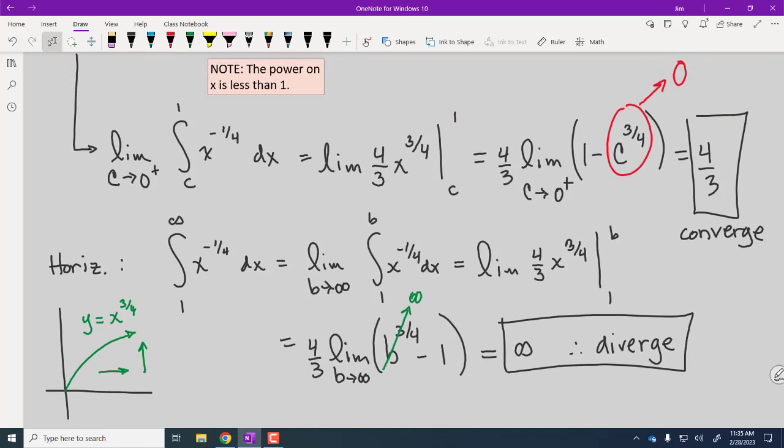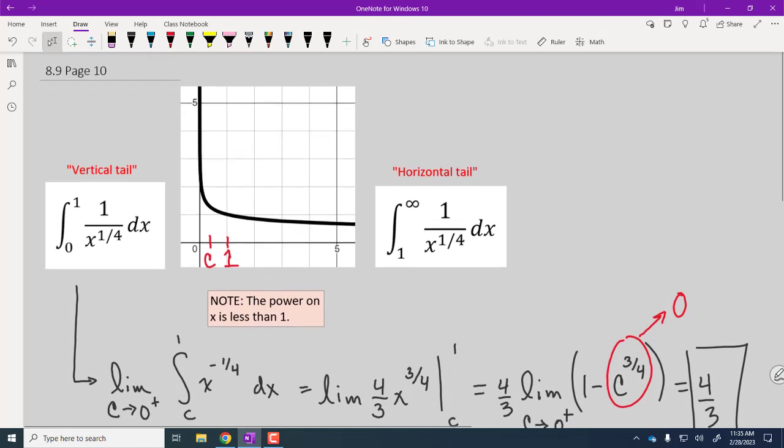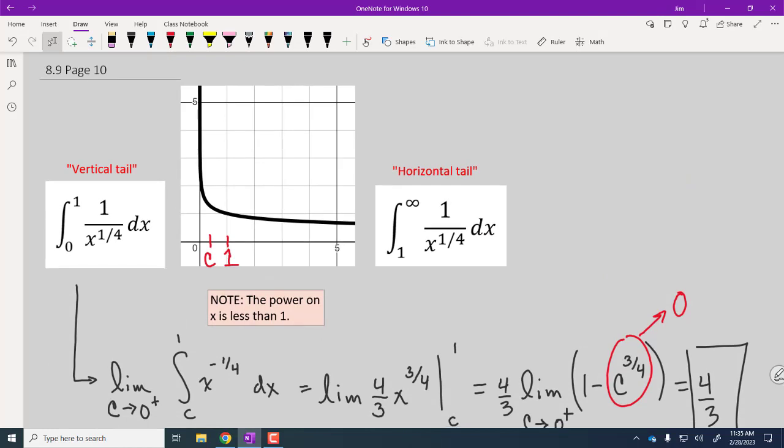And so that is our pattern. Look at the power of x in the denominator. If the power is greater than 1, we are going to see that it converges horizontally and diverges vertically. If the power is less than 1, we're going to see the opposite: converge this way, diverge that way.